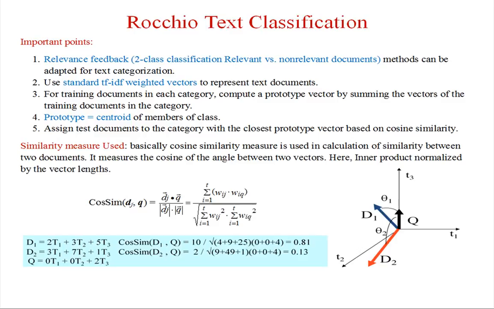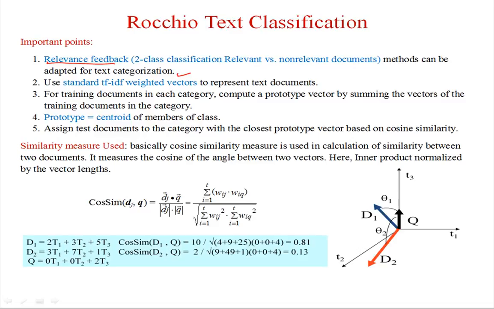First, the term is relevance feedback. Two classes: relevant versus non-relevant documents. Methods can be adapted for text classification, meaning whether the documents are relevant for that class or not relevant for that class.